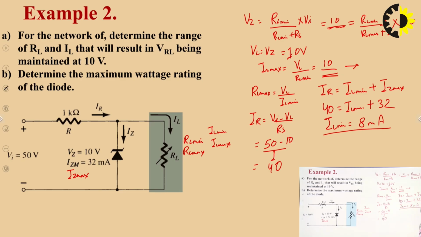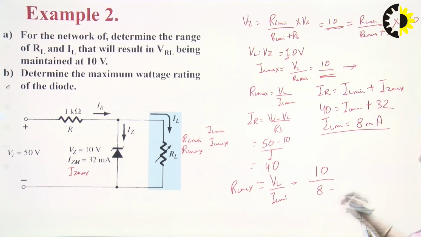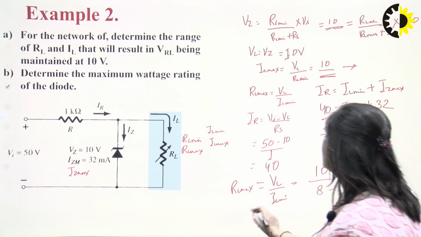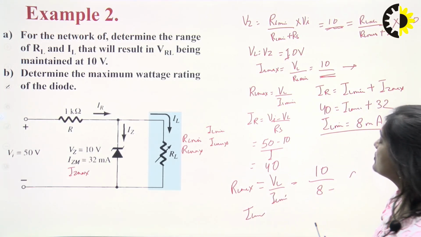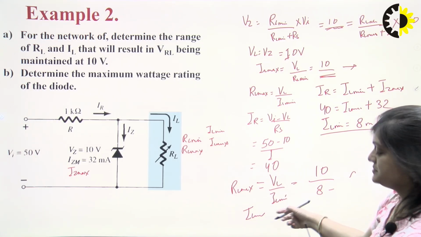This is 8 milliampere. So here we can put the value of RL max. RL max is equal to VL upon IL minimum. So VL would be 10 upon 8 milliampere. So by solving this, we can find the value of RL minimum and RL max. And also we can find the value of IL minimum. If I have found the value of RL max, we can find the value of IL minimum by dividing VL by the RL max.